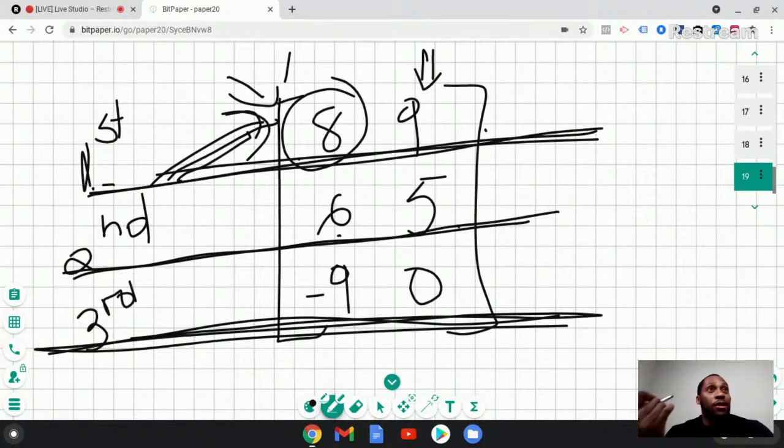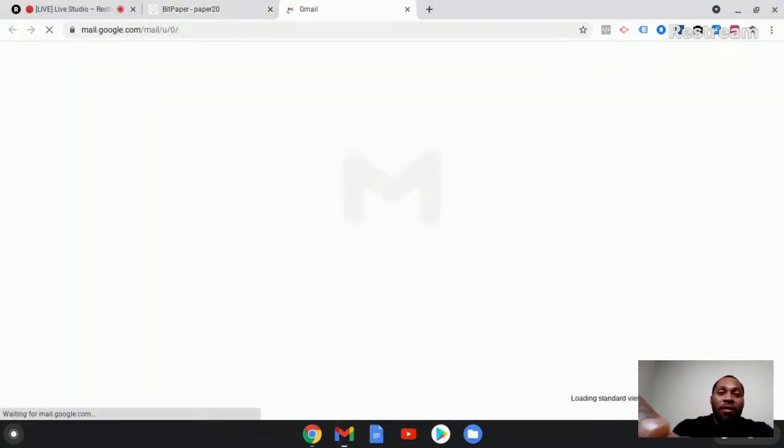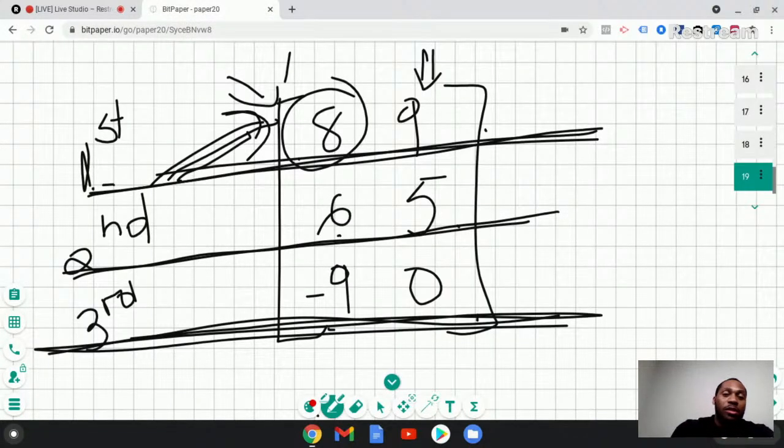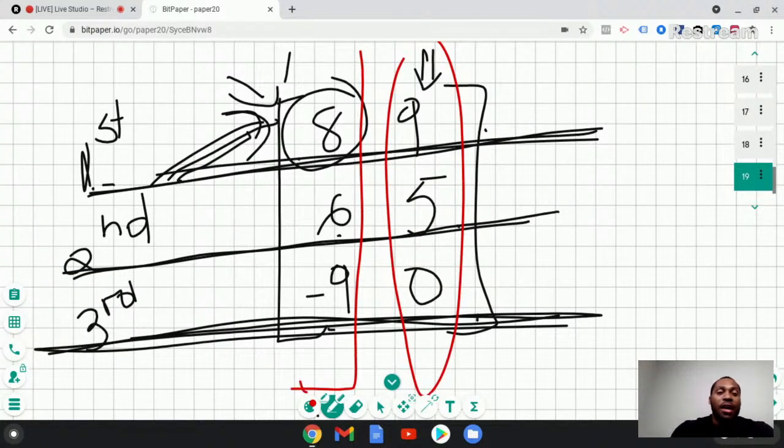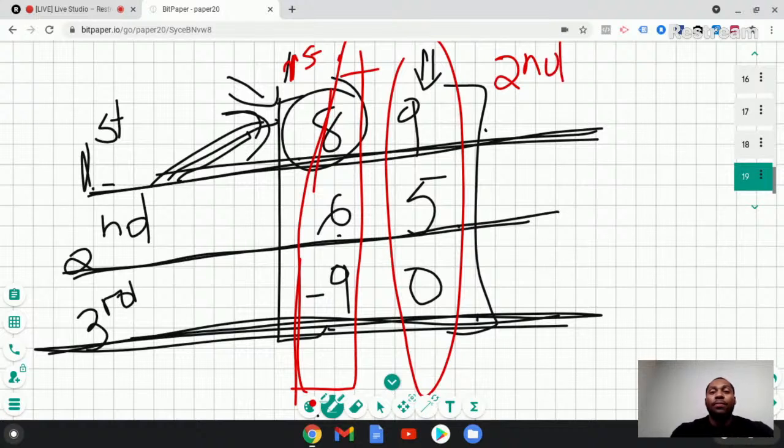6 and 5 are in the second row. -9 and 0 are in the third row. Now the only difference is between -9 and 0, they're both on the third row, but they're in different columns, right? So -9 is in the first column, 0 is in the second column, and then if we say first column here, second column here. So now this is how you differentiate them.